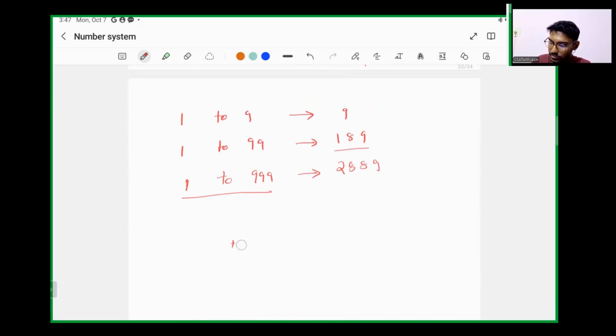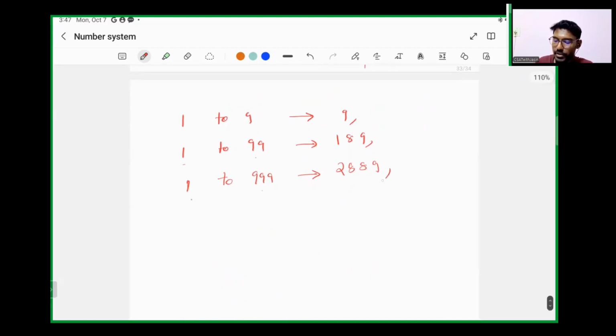Now, can you see any pattern here? I told you that 1 to 9, you have got 9 digits. 1 to 99, you have got 189 digits. 1 to 999, you get 2889 digits. You can see a pattern, right? Now, if I ask you what is the number of digits from 1 to 9999, what will be your answer? If you can see the pattern, just guess the answer. It will be 38889.